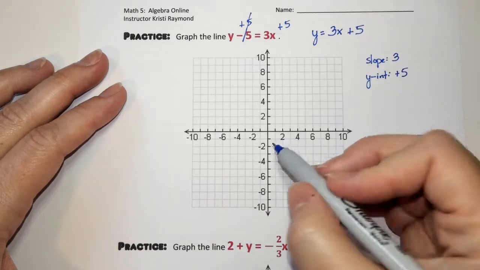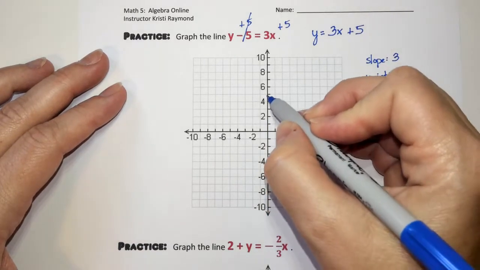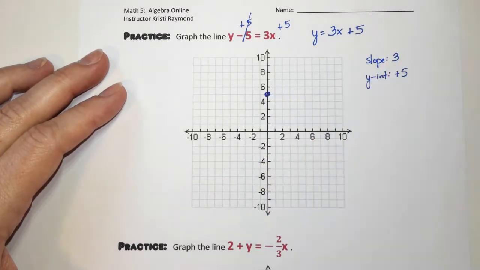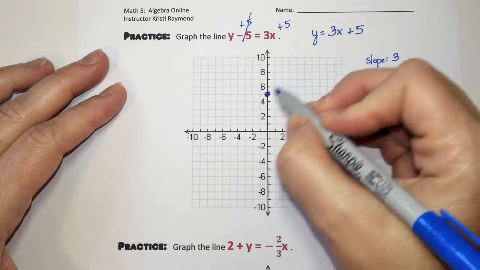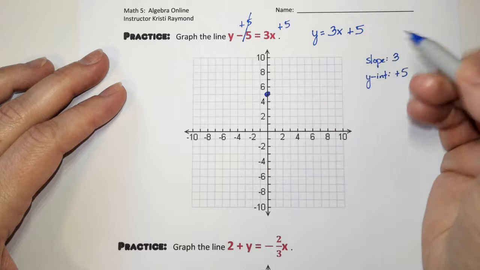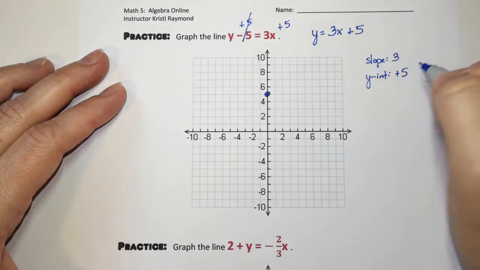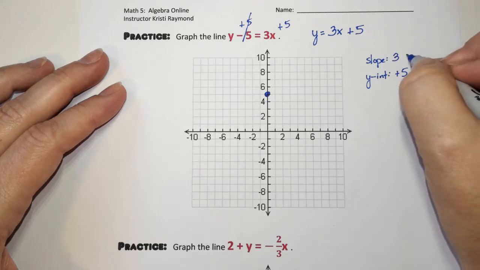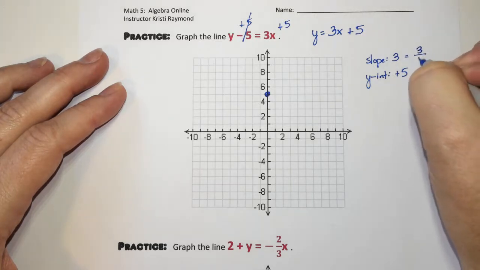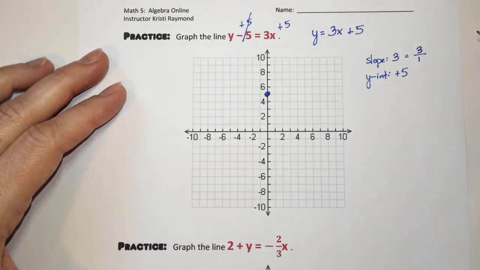So same thing we just did. Let's find the y-intercept first. Positive 5, that's our first point. And our slope is 3, so we know it's going to be going up. We're going to have an uphill line here. But I don't know what the run is. I see the rise is 3. Remember, when you have a whole number, it's the same thing as putting 1 in the denominator.